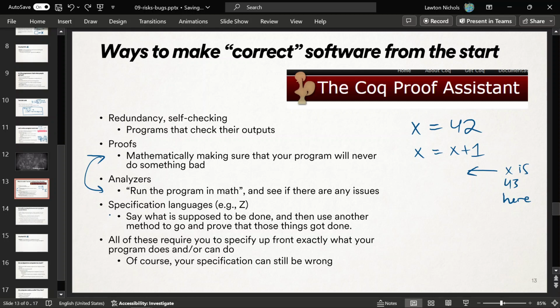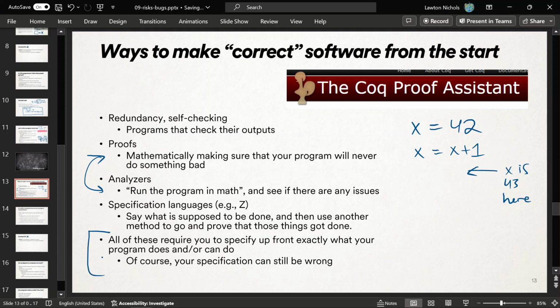There's just a bunch of examples. We don't have to get into all of them, but in a specification language, you don't say what's supposed to happen. You say what you're supposed to end up with, what should be done right now. You specify that in a certain specification language. One is called Z, and then you use some other way, maybe a proof assistant, to prove that your specification is correct, or the program matches the specification. So that's the thing.